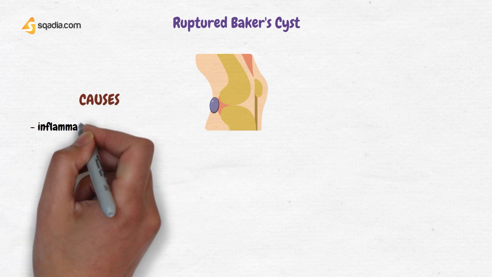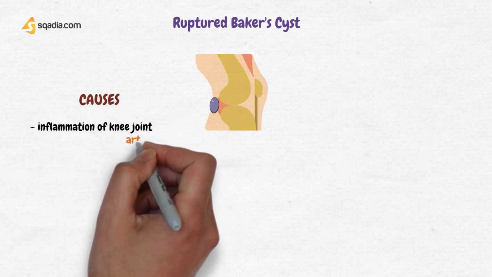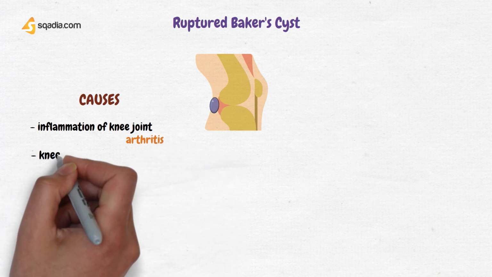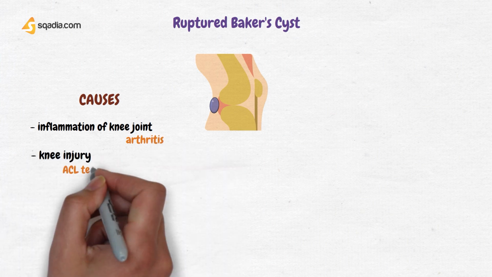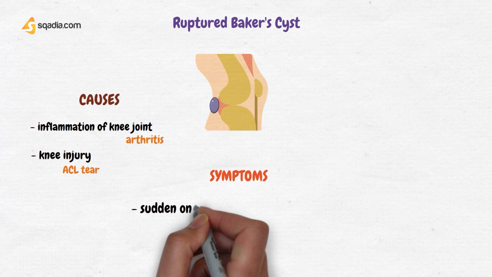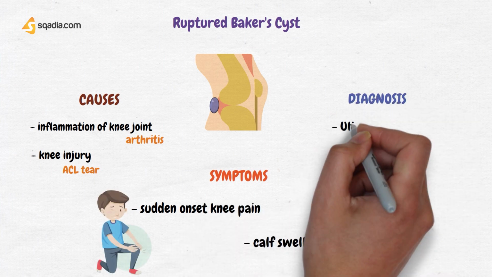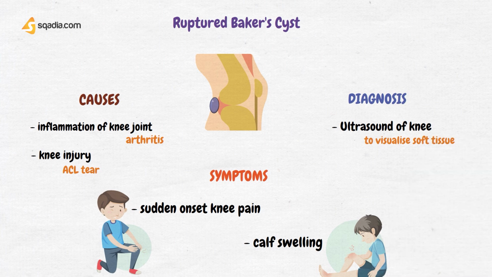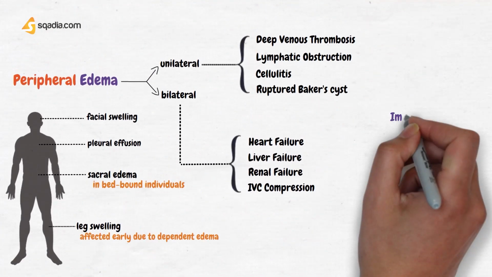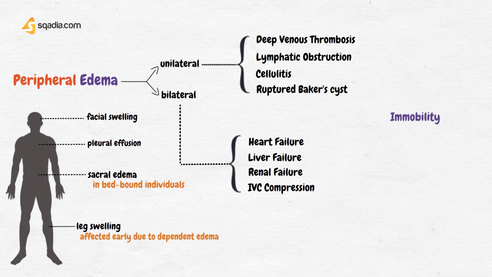It can form as a complication of arthritis of the knee or a knee injury such as anterior cruciate ligament tear. Symptoms include sudden onset knee pain and calf swelling. For diagnostic purposes, Baker's cyst can be visualized with an ultrasound of the knee. Lastly, immobility can lead to unilateral edema, such as in the case of a fractured leg, or bilateral edema seen in bed-bound patients.